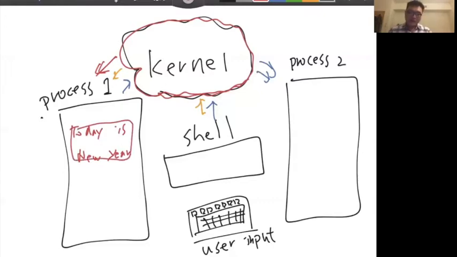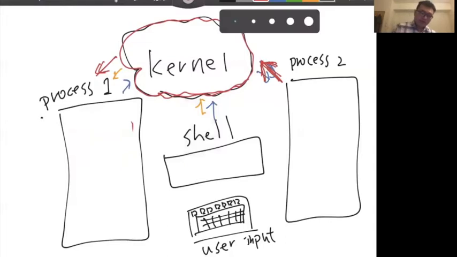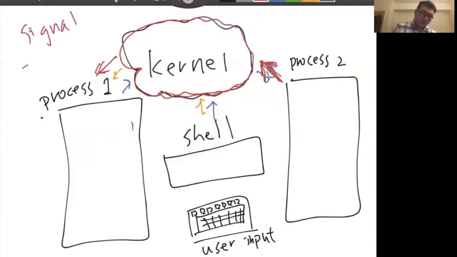So if process two wants to send the same information, for example, I want to tell process one that today is the new year, you just tell the kernel about this. Hey kernel, can you send this message to process one for me? You can do something like that. So you can imagine that this is kind of an event. Signal is an event in your system, and the kernel treats it as an event.